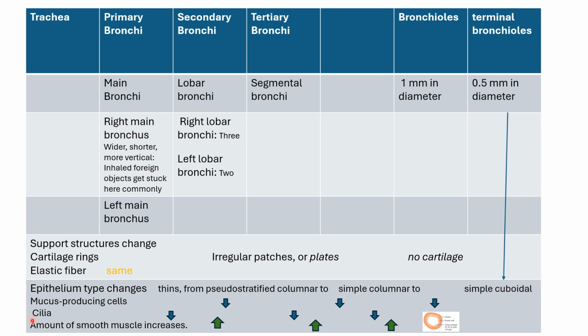And then what happens to the cilia? Cilia also decrease as we move along. And then the smooth muscle, the amount of smooth muscle actually increases as we are moving along this line. And in the bronchiole, there is a whole circle of smooth muscle surrounding the air tube.